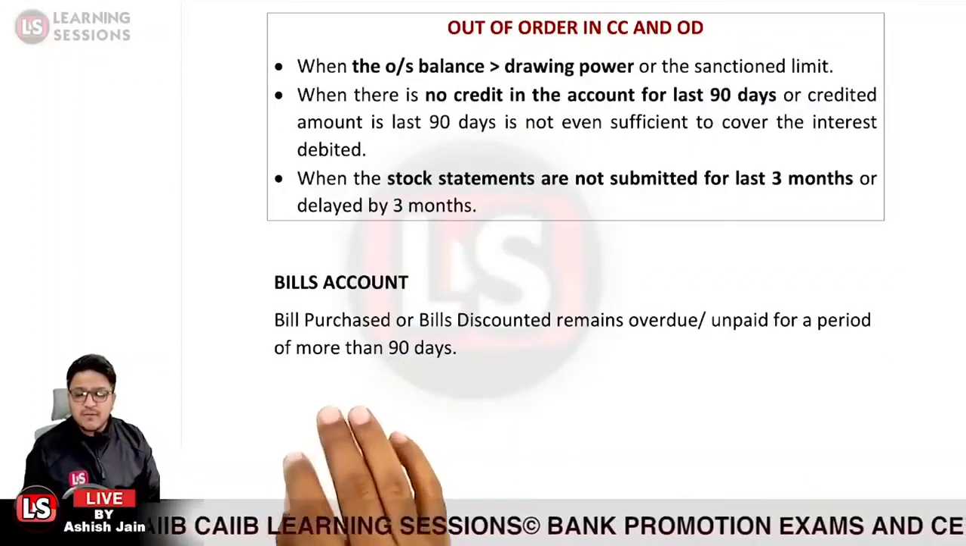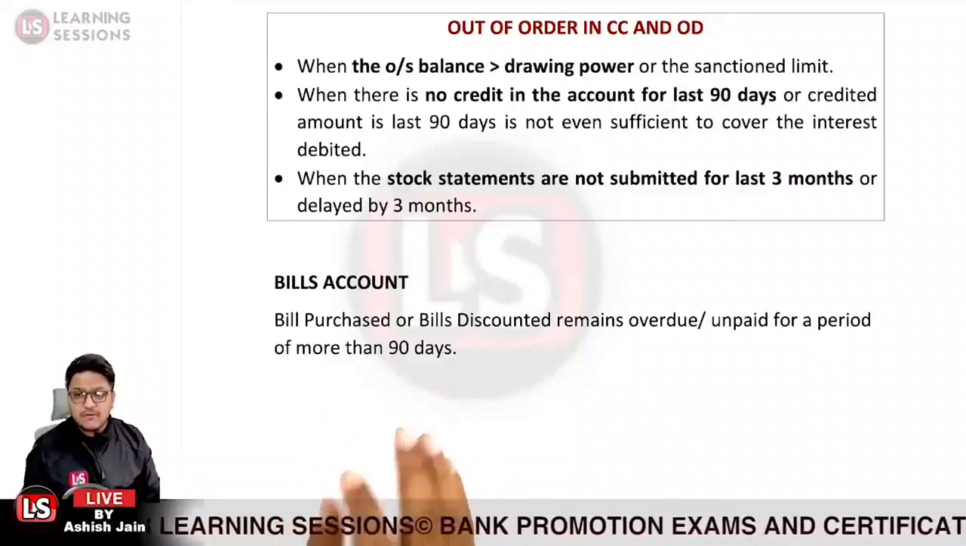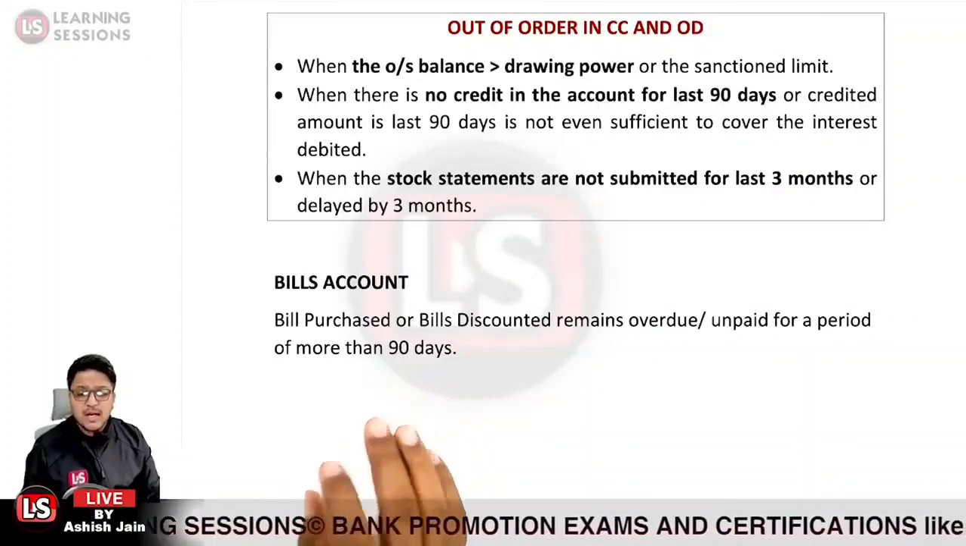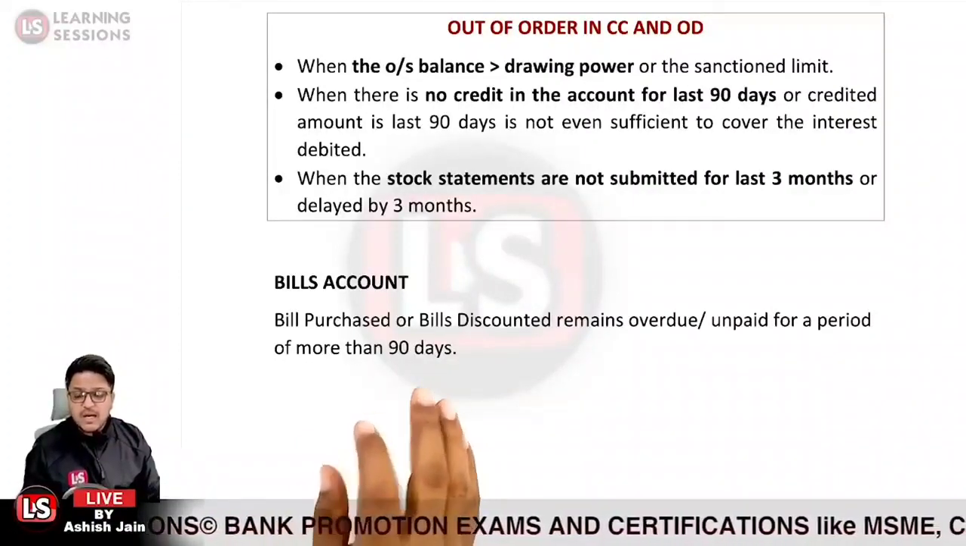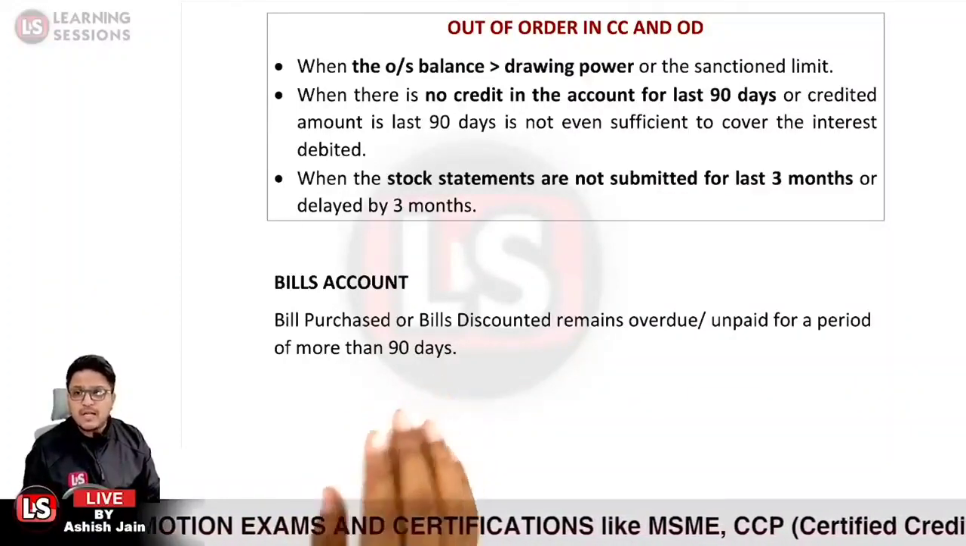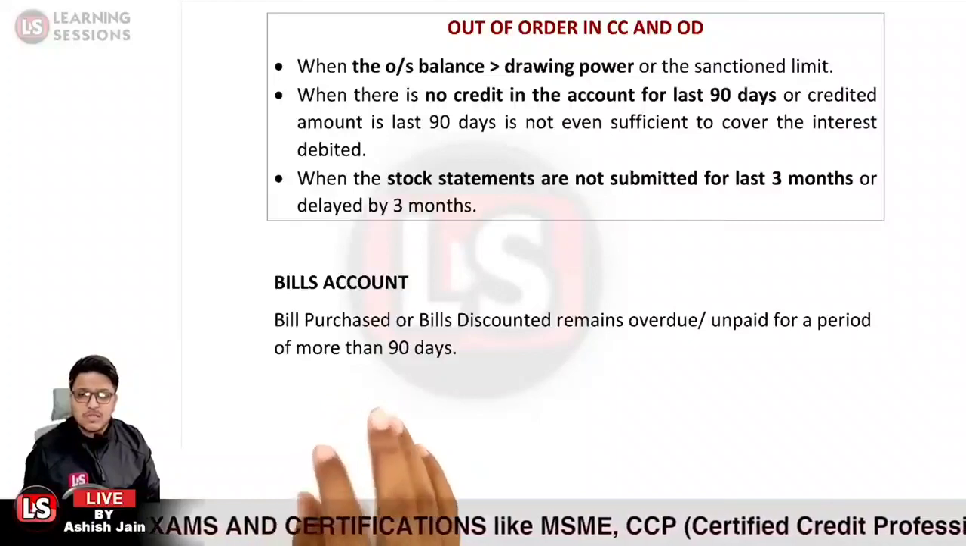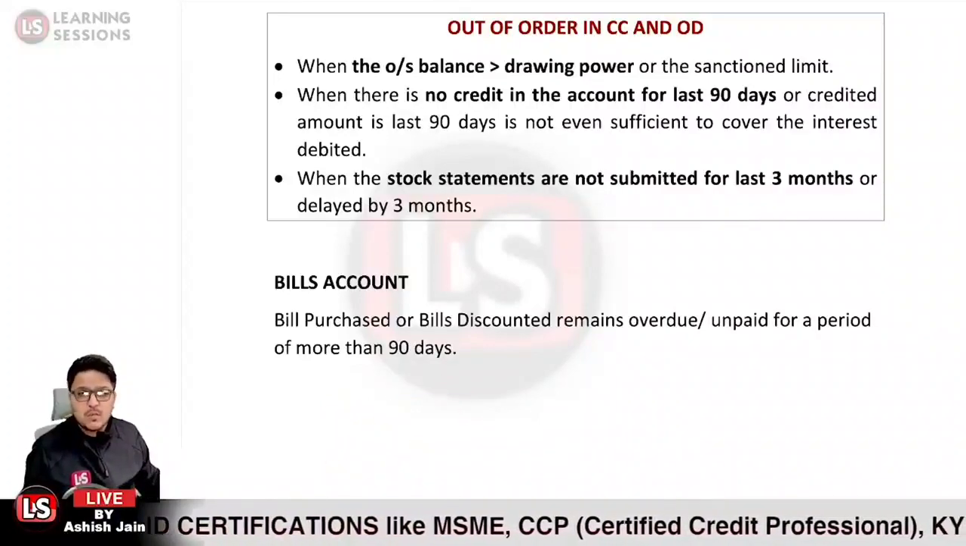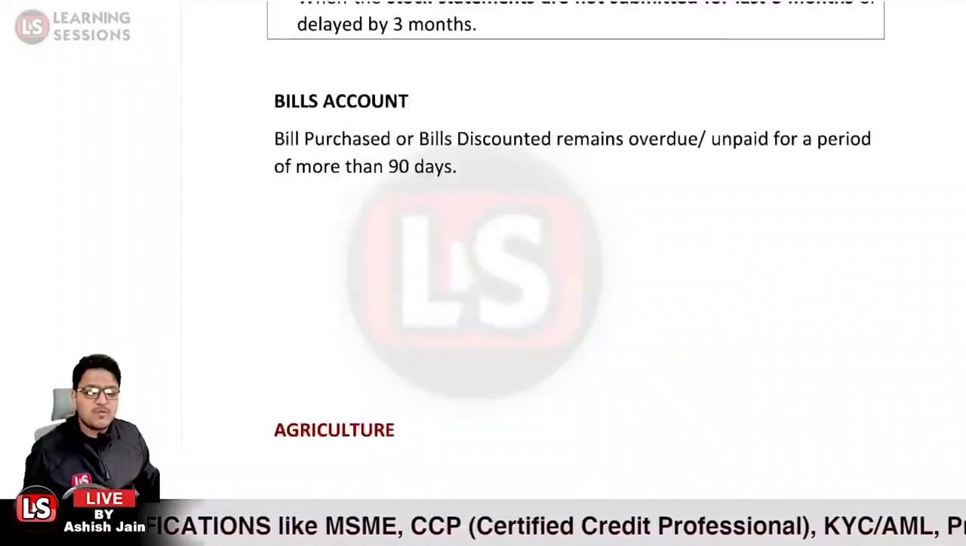It says that when the bills are due, for example due on the 1st of January, and they remain due for a period of 90 days ahead, in that case also the bills account will be termed as a non-performing asset.